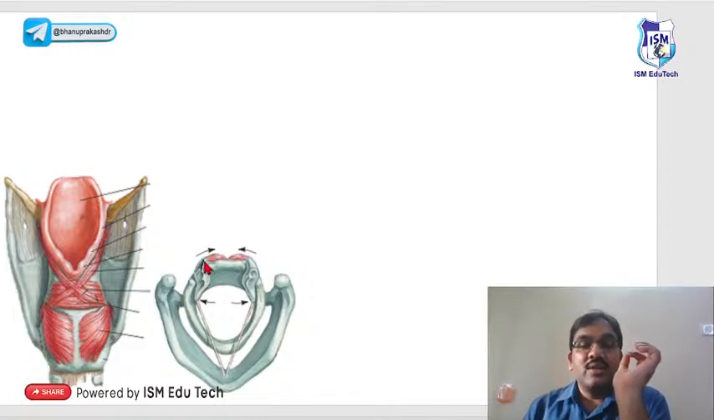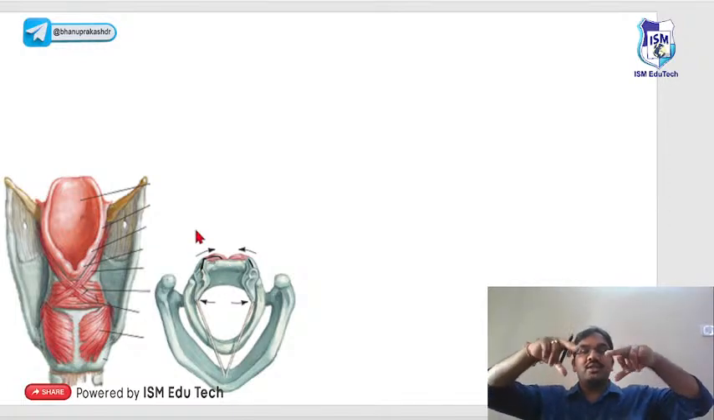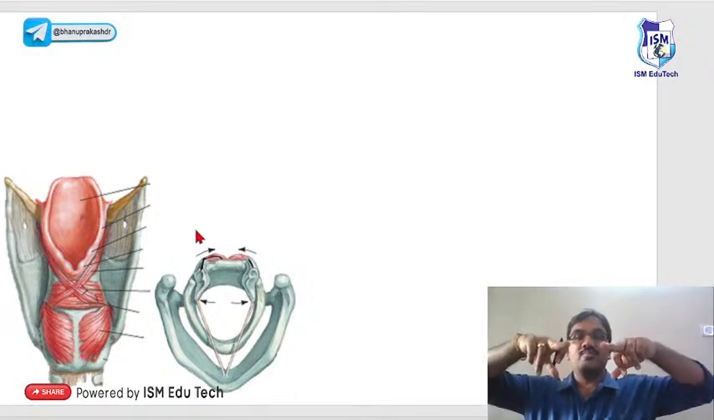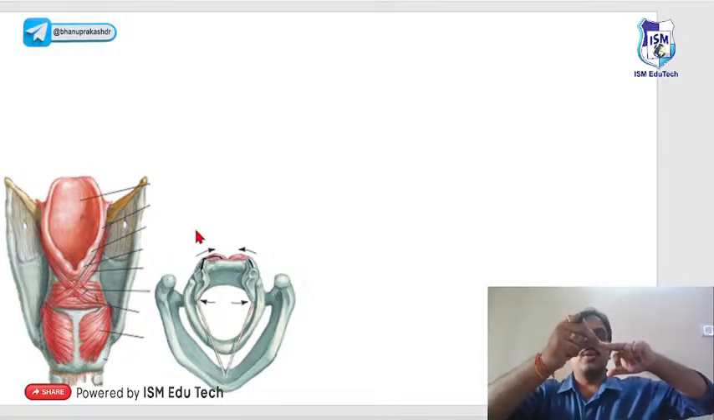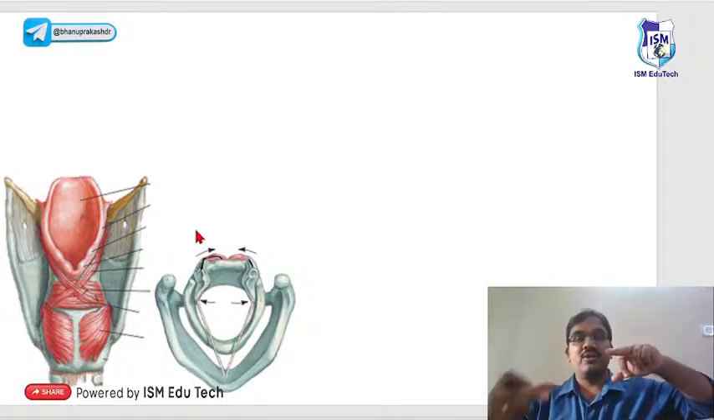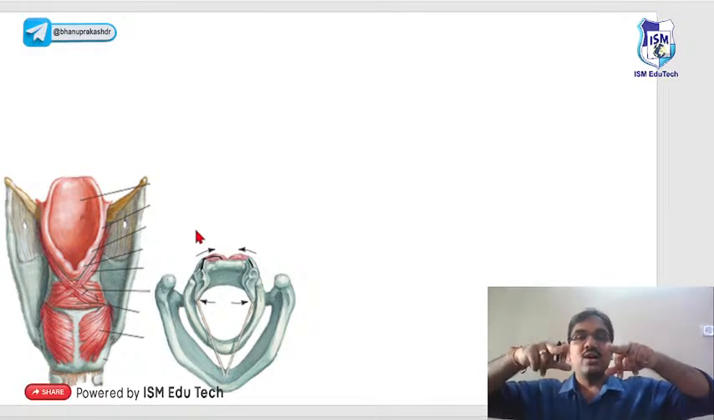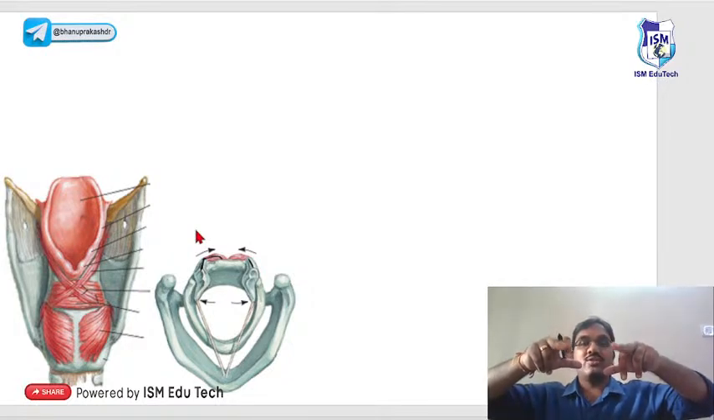You can see there is a muscular process on the posterior part of the arytenoid cartilage. From this muscular process arises your posterior cricoarytenoid muscle. It goes down and attaches to the posterior surface of the cricoid lamina. The same happens on the other side, from the muscular process the posterior cricoarytenoid arises and attaches to the cricoid lamina. So what happens when these muscular processes are pulled by the contracting posterior cricoarytenoid? See the anterior vocal processes, and see the posterior muscular process.